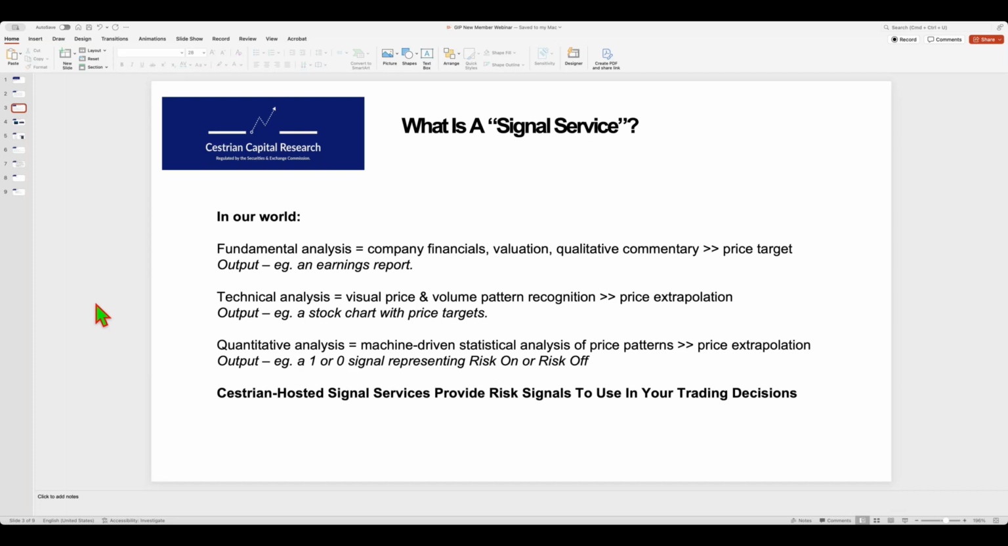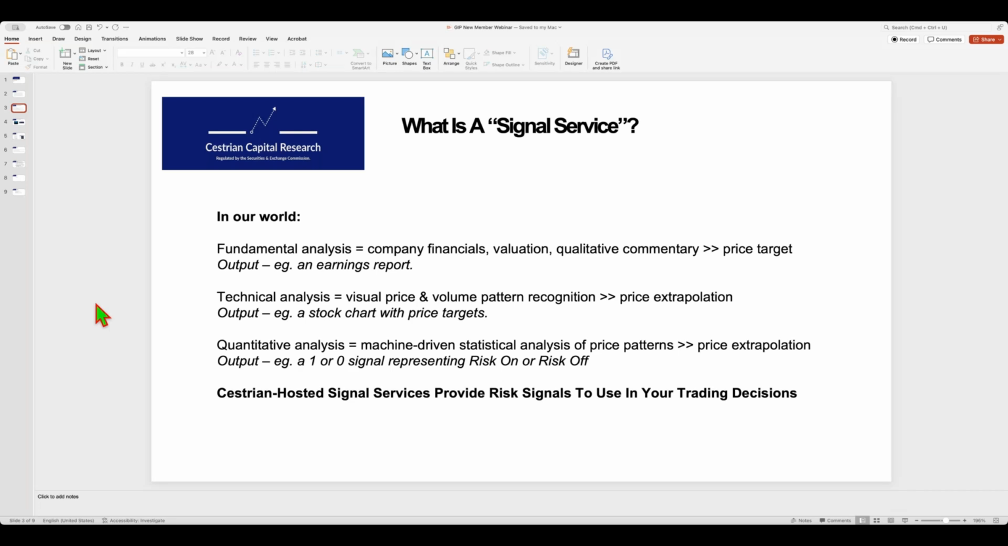Often, some opinion on how management is doing, qualitative assessment of the opportunities and challenges faced by the company, those sorts of things. And usually comes with some sort of price target or opinion as to whether the stock should be bought, sold, or held.